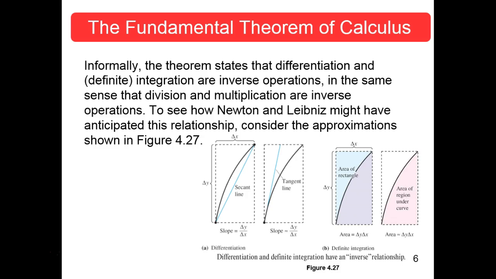When we were doing our differentiation, we started with a secant line, and we talked about the slope of that secant line, and then we let the delta x get smaller and smaller and smaller until it became a tangent line, all right?